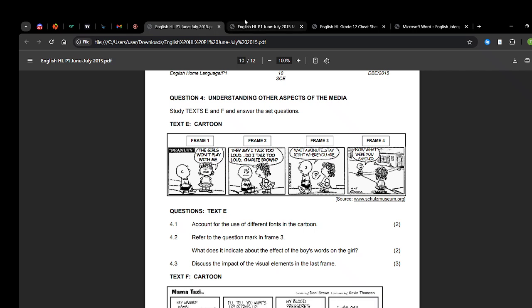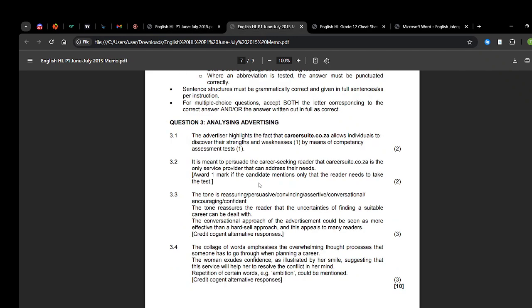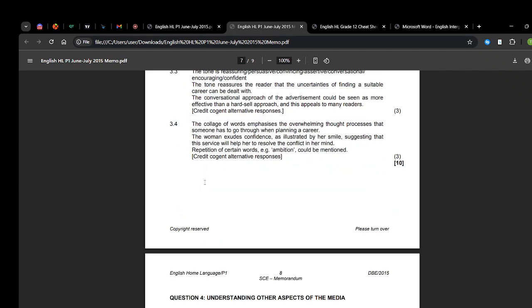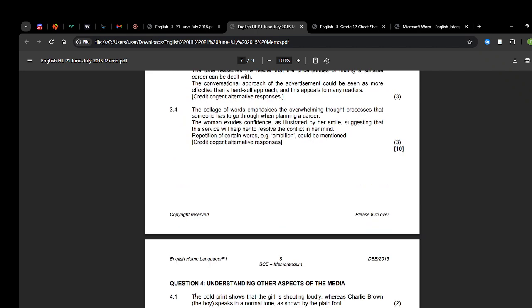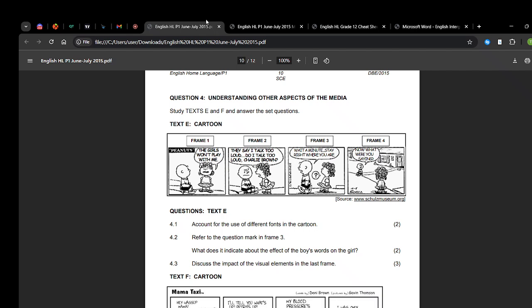I just want to double check here. Since we are so fixated on our answer, I just want to double check that we're on the correct track without seeing these other answers. Correct, guys. Yeah, 100%. You guys nailed that one. As you can see what they expect in the memo here: the bold print shows that the girl is shouting loudly, whereas Charlie Brown, the boy, speaks in a normal tone, and that is shown by the plain font. So 100%, guys. That's a proper way to start the cartoon.